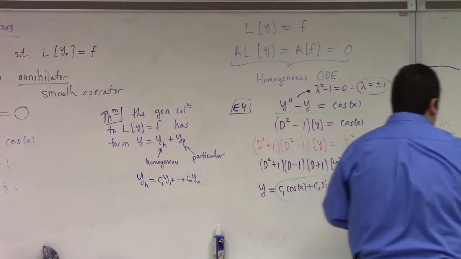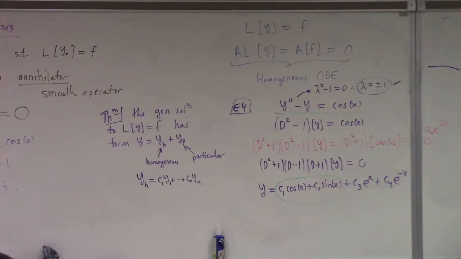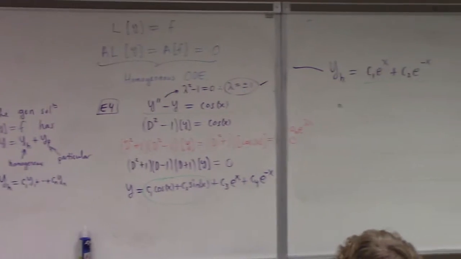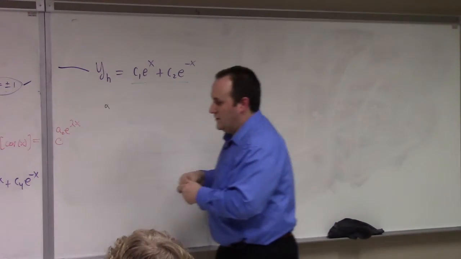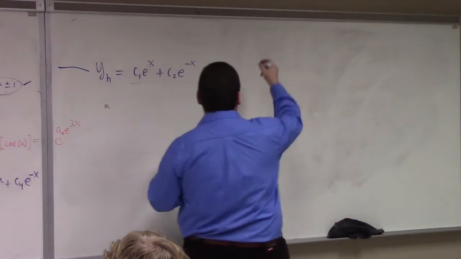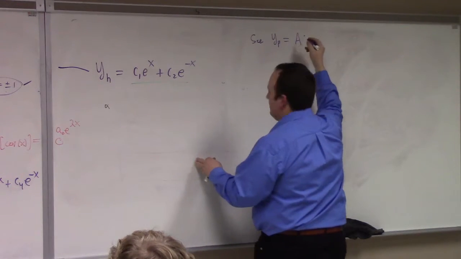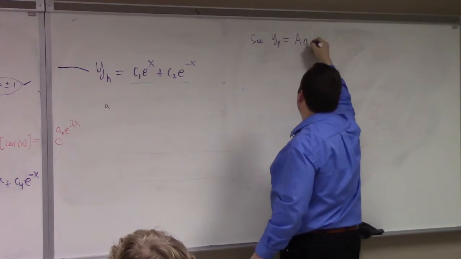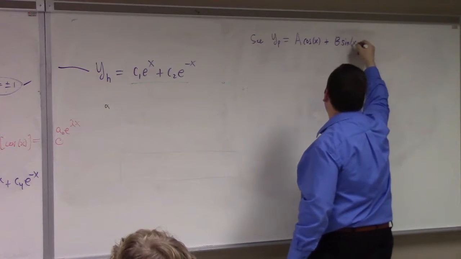So what we do then, I'll actually work out the details here for you, is we say, okay, from this annihilator method, I can see that the form of the particular solution should be yp equal to something like a cosine x plus b sine x. That should work.